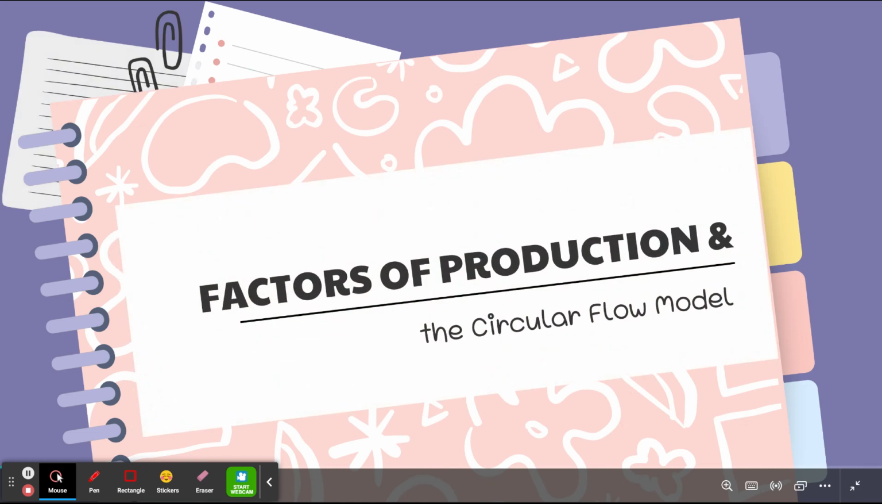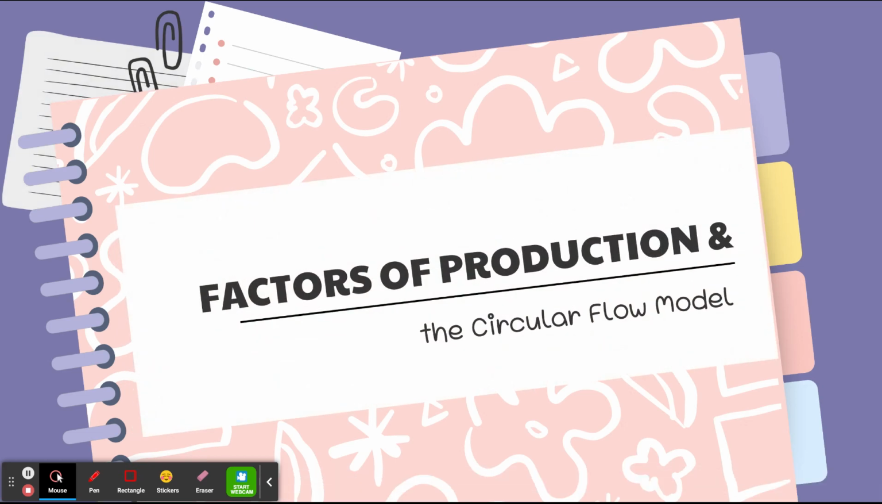Hi everyone, today we're going to be covering our final introductory lesson for economics, and this is focusing on two different topics. The first is the factors of production, which are basically the four things that any business or company needs in order to produce goods or services to be sold to others. And the second is a model known as the circular flow model.